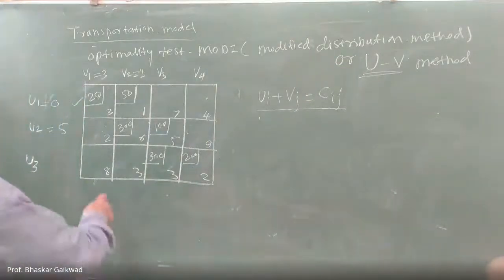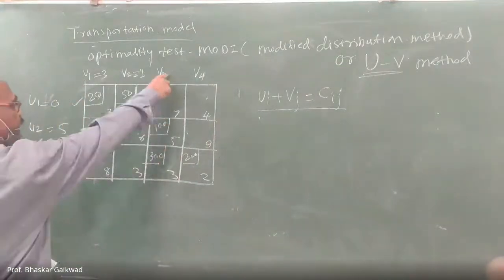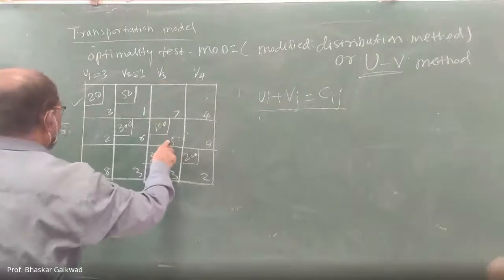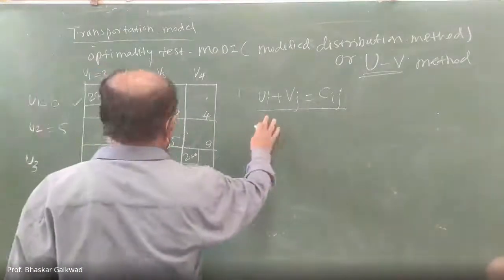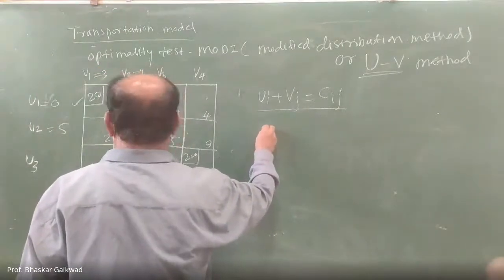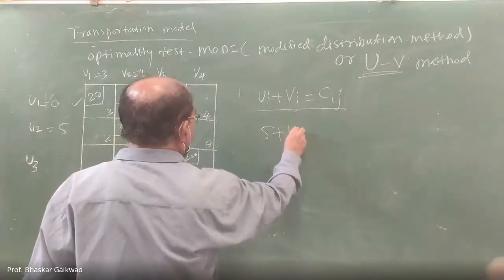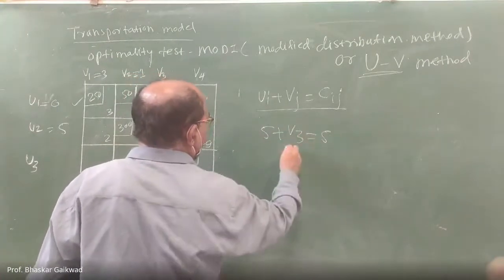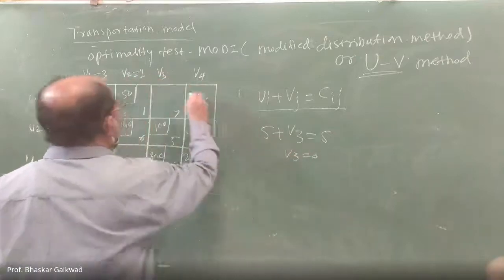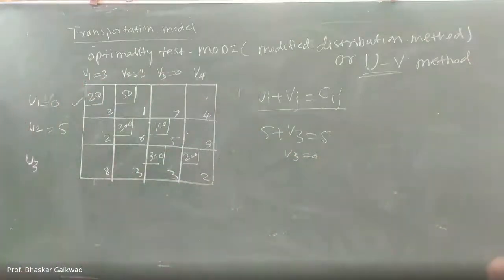Now finally, here U2 is given, V3 you have to calculate. So here U2 is 5, V3 and here it is 5. So V3 is 0. Correct.